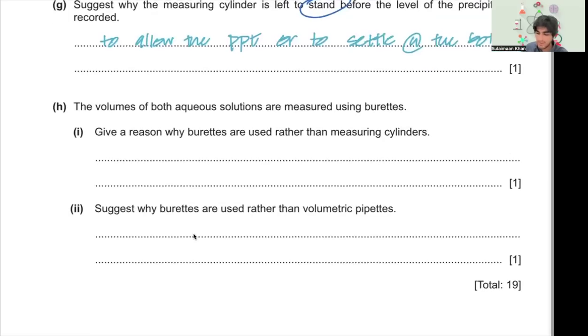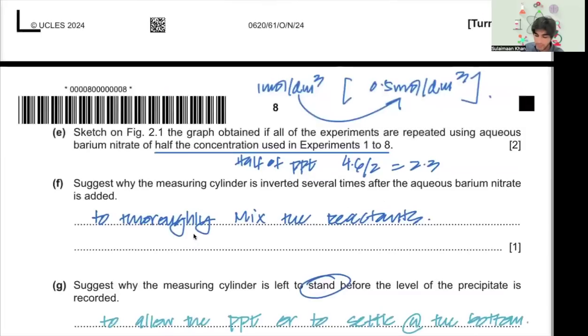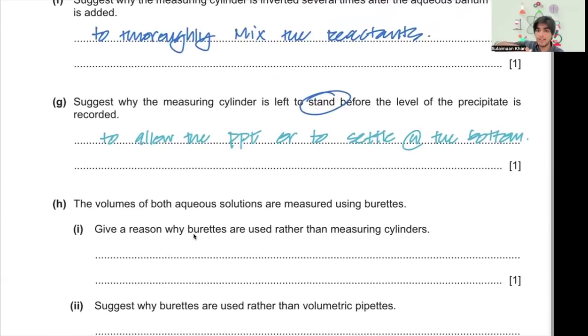Sure. Fine. Sir, please, sir, are you from Karachi? No. What do you mean, sir? Explain kar de Mariam. We've been over this at the initial time. To mix the reactants, to thoroughly mix the reactants. Yeah, you could write to mix the reactants, to mix the solution, whatever.